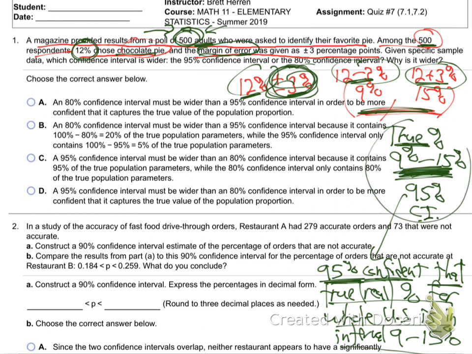So, they didn't say it's 95, but let me just throw that number out there. Let's say this is a 95% confidence interval. We're 95% sure that the real population is in that zone.